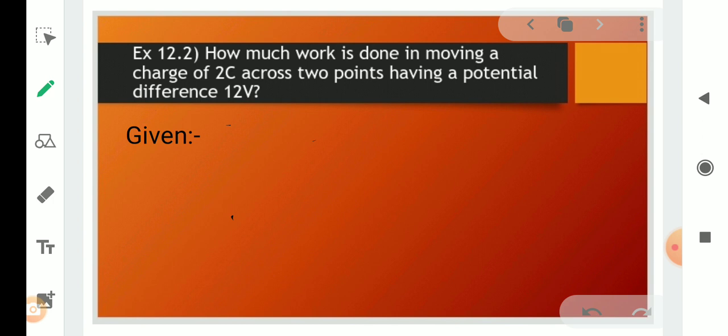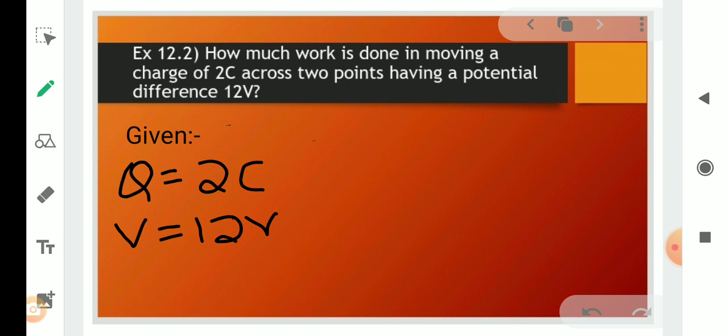Next, let us solve one example, which is given on page number 96. Let us read the question. How much work is done in moving a charge of 2 coulomb across 2 points having a potential difference of 12 volt? So what is given? Charge Q is equal to 2 coulomb, and the potential difference V is 12 volt. We have to find the work done.